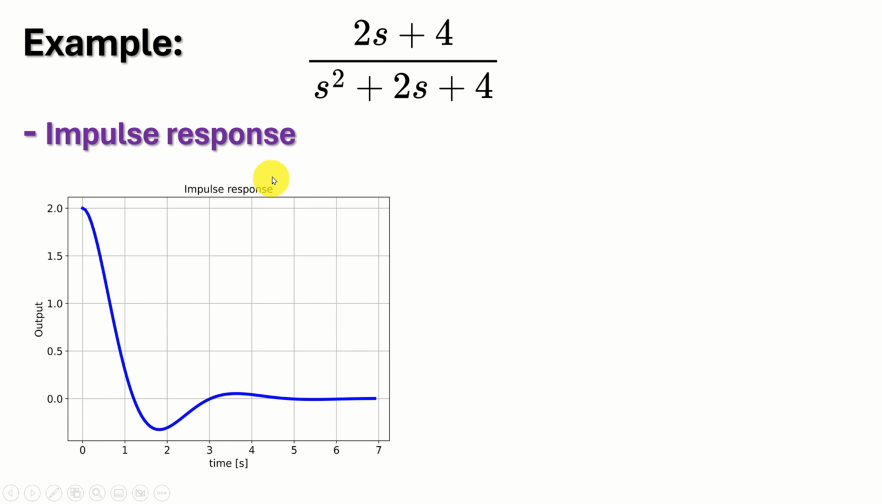Then, over here on the same example, and by using the Control Systems library, we were able to compute the impulse response, and you can see the impulse response. The impulse response goes to 0, which means that the system is asymptotically stable.